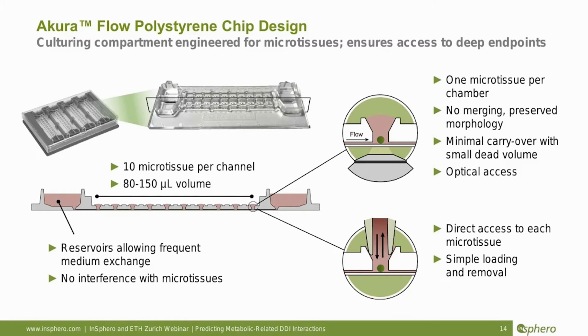One microtissue compartment is especially designed to hold a single microtissue so that it is preserved in morphology and does not merge. We have a liquid-air barrier on the top that is kept open and restricts the volume within this small compartment. It's around 1 to 2 microliters in volume and therefore a very small dead volume. The compartment can be accessed from the bottom with every microscope.